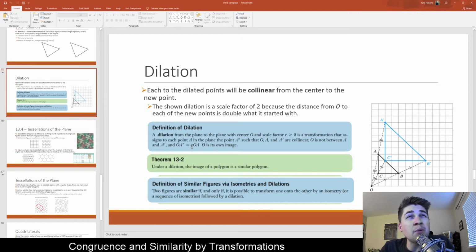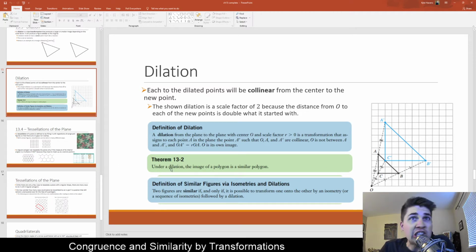So, let's say we wanted a scale factor of 1/2. That would just mean the new OA' is half the size of the original OA. Or in this case, we have a scale factor of 2 because it's double the size, which is why the new OA' is twice the original OA.